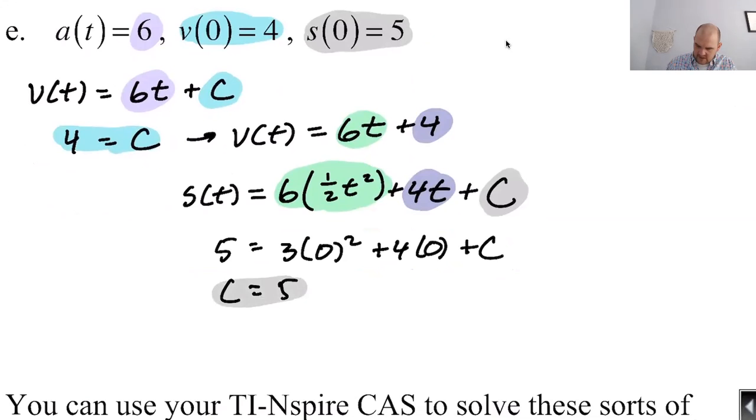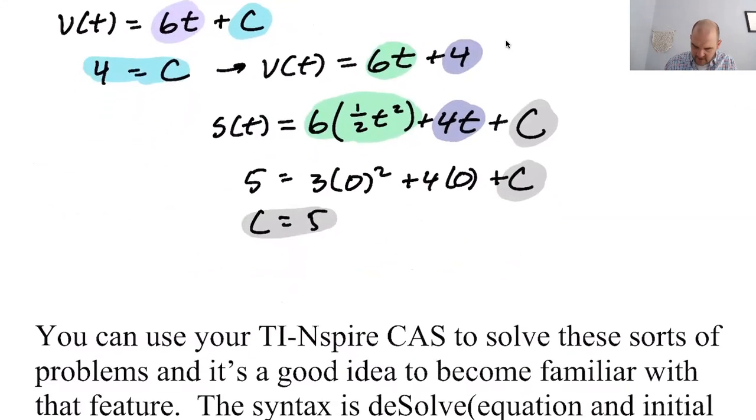Okay, so this, and am I highlighting this c? I don't know. I'm going to highlight it. I don't remember if that fits the highlighting scheme. Hard to say. All right, so s of t is 6 and 1/2 is 3t squared plus 4t plus 5.